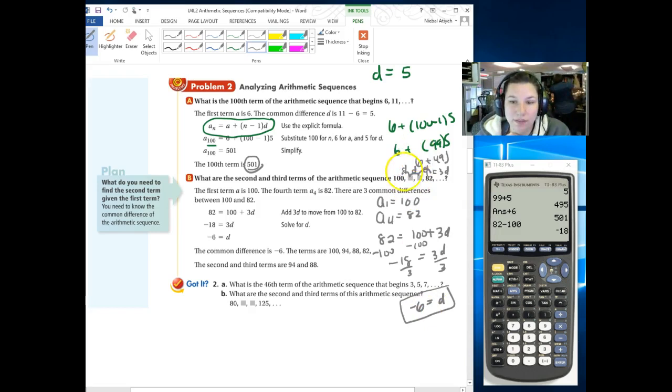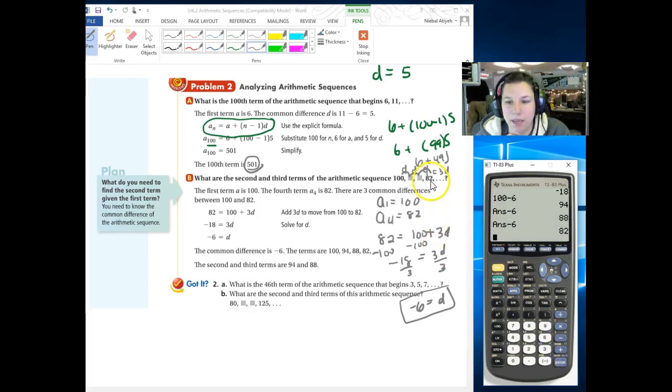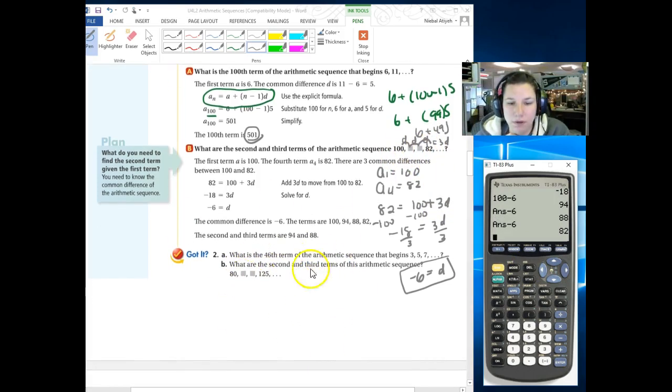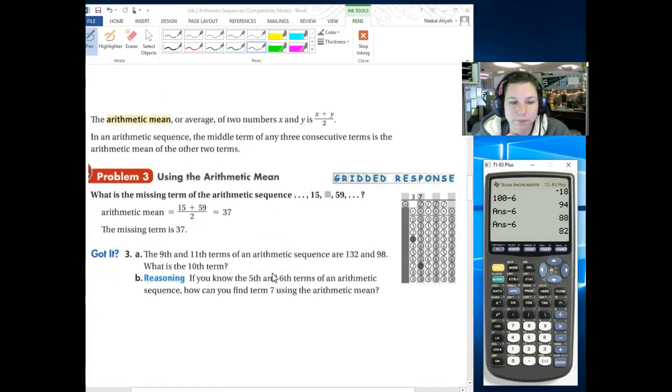Once you know what D is, now you can fill in the numbers. So our first term was 100. To get to the next one, you're going to minus 6. To get to the next one, you're going to minus 6. And then just to confirm we've done it right, we minus 6 one more time, and we get 82. So your sequence is 100, 94, 88, and 82. It's one for you to try, same steps.